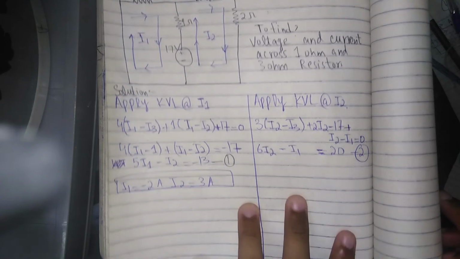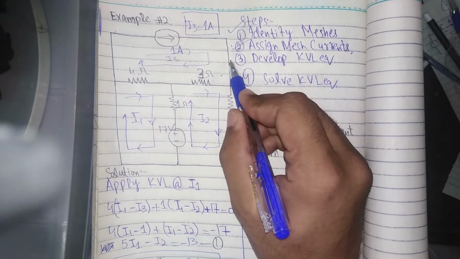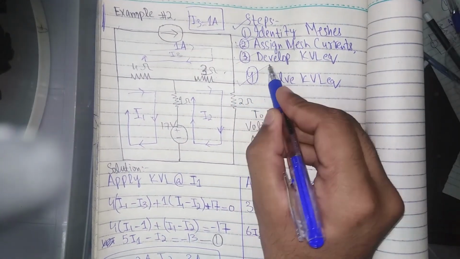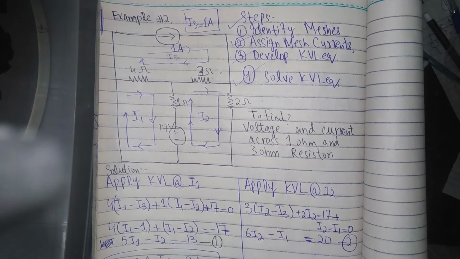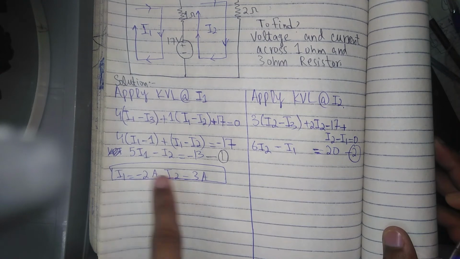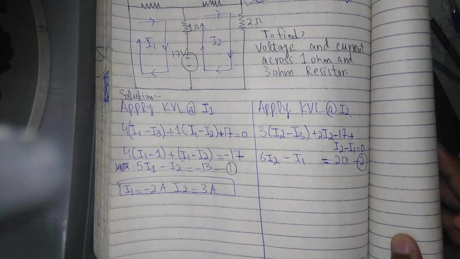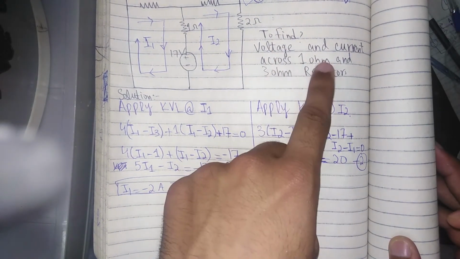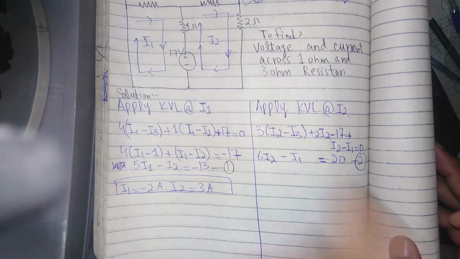Now students, we developed the KVL equations and applied KVL. Now those four steps are clear. Now we will find I1 and I2. They become minus 2 ampere and 3 ampere. Now we will find current and voltage across the 1 ohm and 3 ohm resistors.